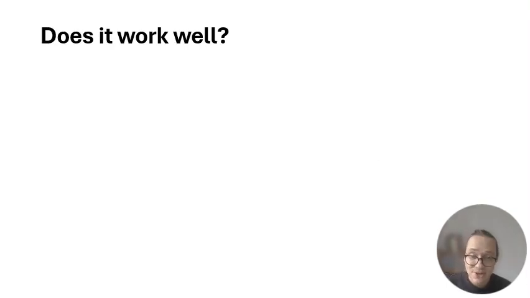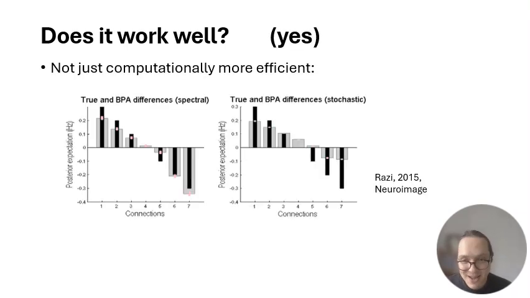So that's all well and good, but does spectral DCM actually work well? Can you reliably estimate the underlying connectivity? Yes, you can, which is good. And it turns out that it's not just computationally more efficient, but actually it is more effective and accurate at estimating the true underlying connections than other forms of DCM for resting state fMRI.